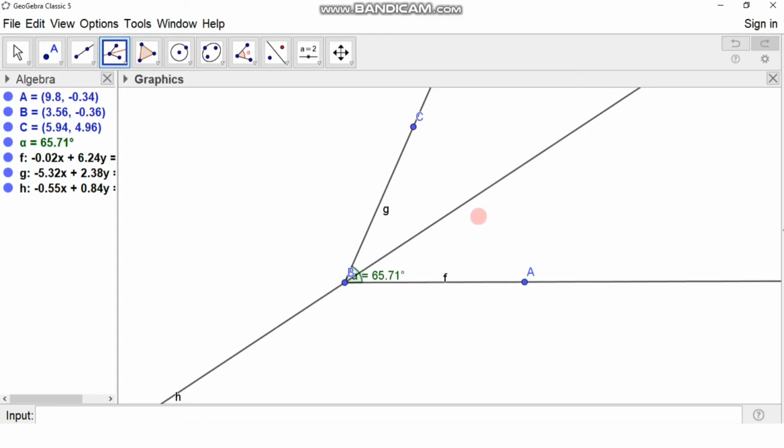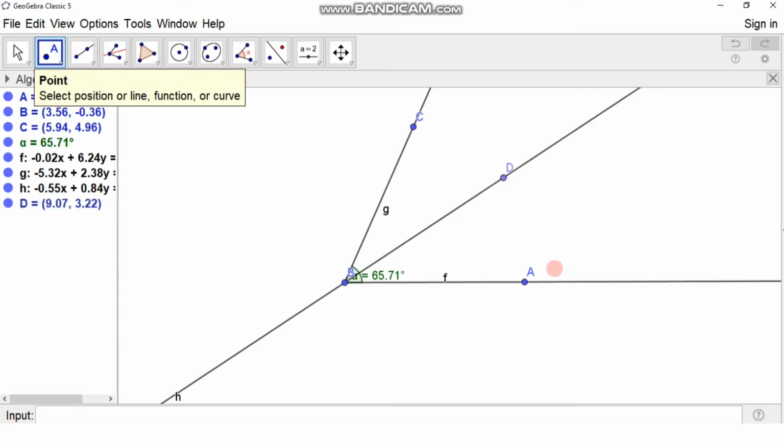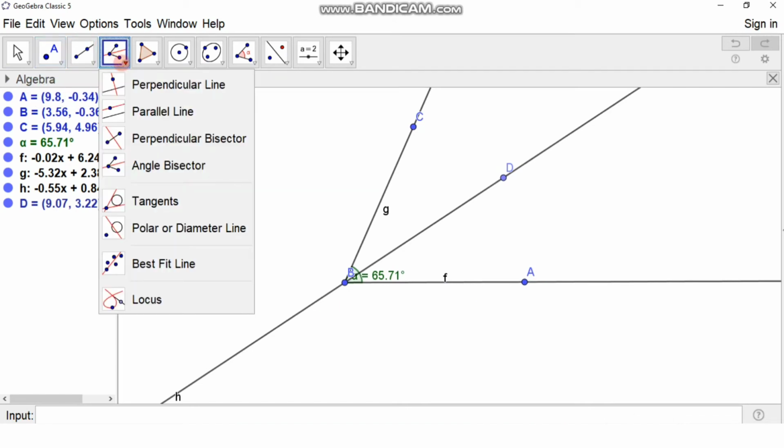Now we have to take any point on this angle bisector. So for that, click on the point icon, then click anywhere on this angle bisector. Now we have to measure the distance of point D from the two sides of the angle, that is side CB and side AB. So to do that, we have to draw a perpendicular from point D on the two sides of the angle. So for that, we have here the perpendicular line option, click on that.